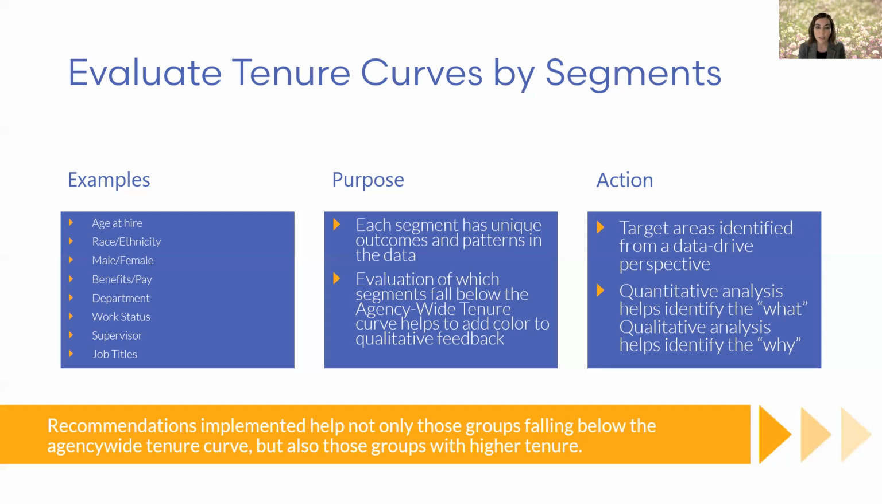So the quantitative analysis helps us to identify the what is happening. So where are we at? And the qualitative really helps us identify why. So what is going on within these numbers that is triggering them to have a below average tenure? And what we find is that when recommendations are implemented to help those falling below the curve, they actually end up helping the whole organization. So each group ends up improving their tenure over time.